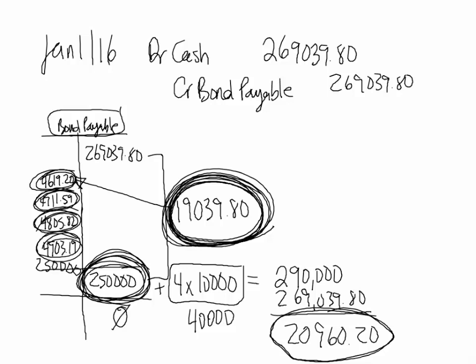Keep in mind that when we ended up paying that, even though it appears like we paid $40,000 over the 4 years, we actually only paid $20,960.20 because the investors paid an additional $19,039.80 in addition to the $250,000 face value. Is everybody good to go? Excellent. We can move on to the next question.